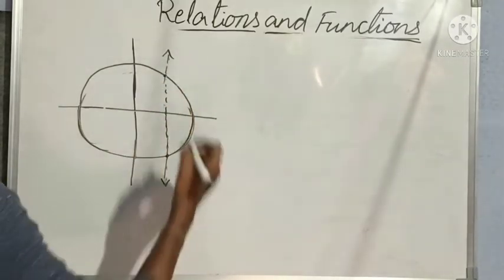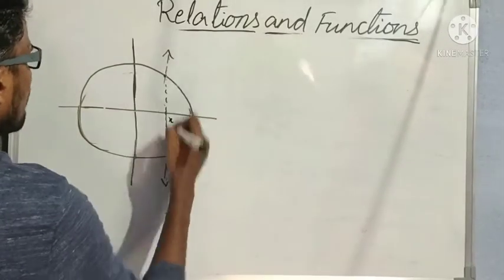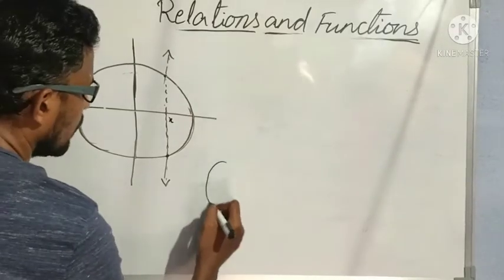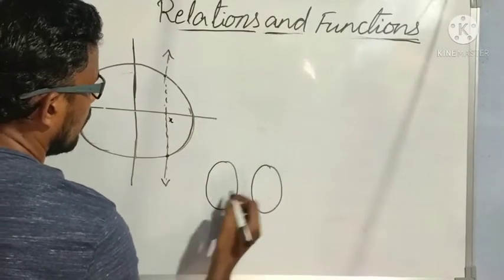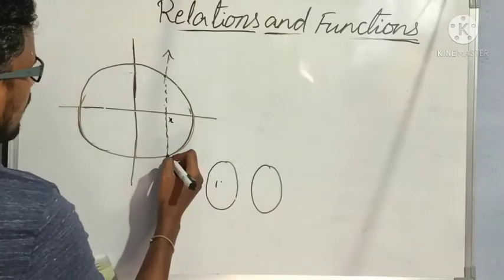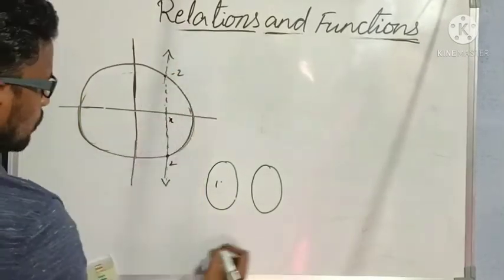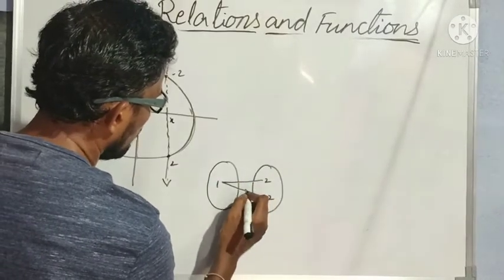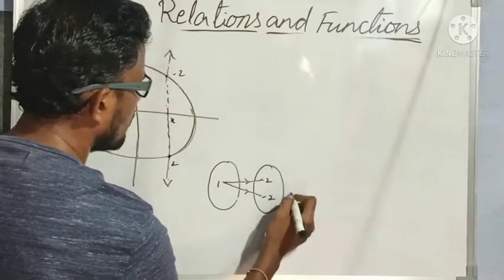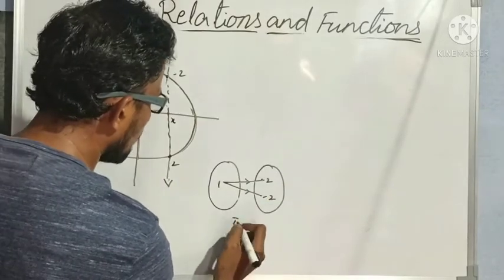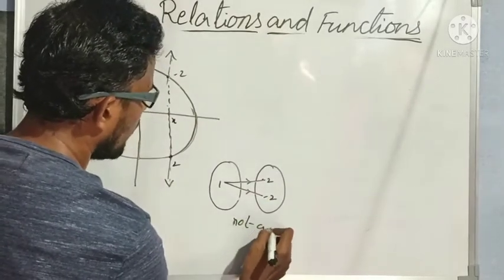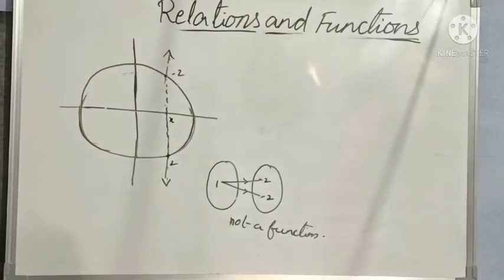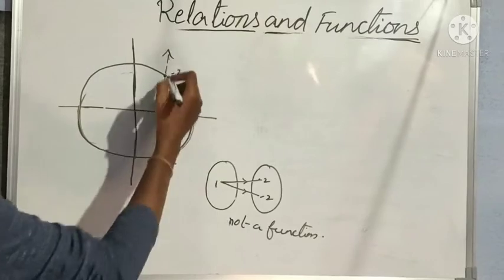Understood? Why? Because for one value of x, how many values of y are we getting? 2 values of y. Is it possible in a function? Suppose at x is equal to 1, I am getting y values as 2 and minus 2. So for one pre-image, how many images are we having? 2 images. So if it is having 2 images, is it a function? No, not a function. Understood? When we draw a vertical line, it is intersecting at 2 points.